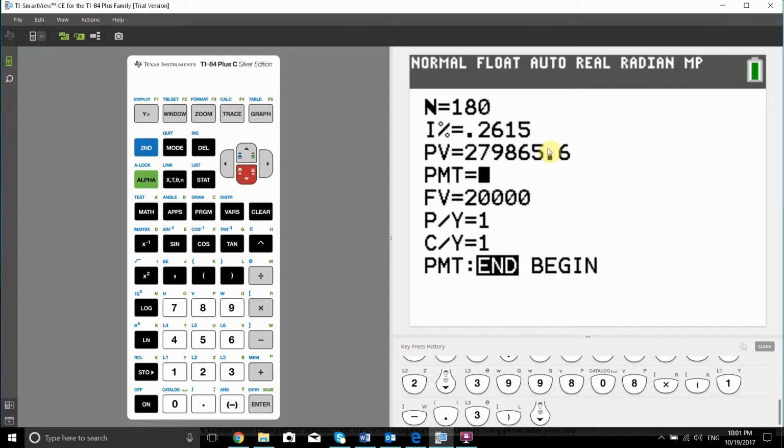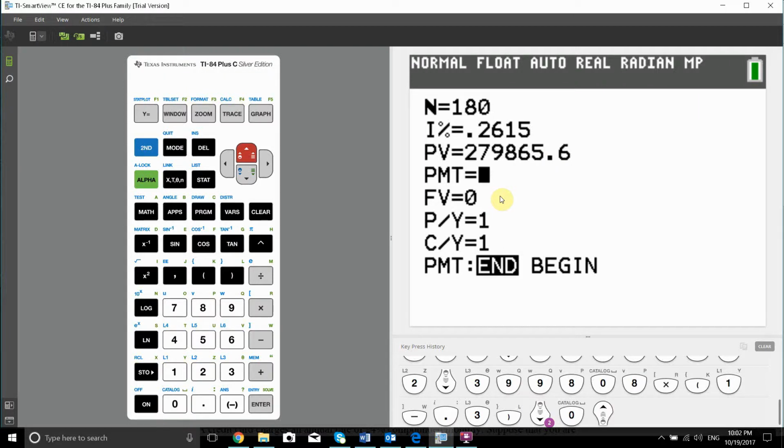And then we move down, we're solving for payments. And for the future value, we're going to leave it at 0, okay? We're going to leave it at 0 because there's no one-time lump sum payment received or paid 15 years later when your mortgage is paid off. So future value is 0.